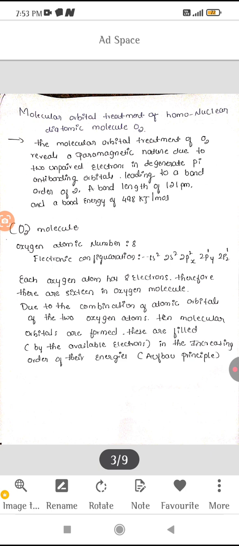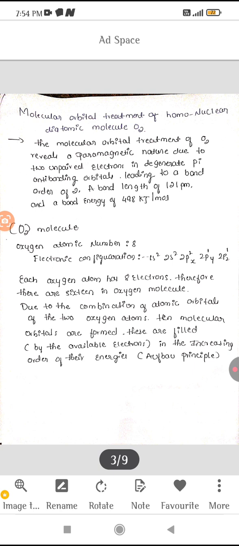The molecular orbital treatment of oxygen realizes a paramagnetic nature due to the two unpaired electrons in degenerate pi antibonding orbitals, leading to a bond order of 2, a bond length of 121 pm and a bond energy of 498 kJ per mole. For the oxygen molecule, we already know the oxygen atomic number is 8, and the electron configuration is 1s2, 2s2, and 2px2, 2py1 and 2pz1.